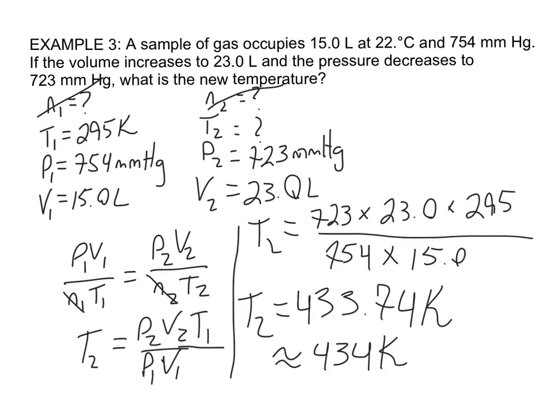All right, we rearranged for T2, as you can see over there on the bottom. We plugged in our P2, V2, T1, P1, and V1, and we solve and we can round a little bit. We try to shoot for the correct number of sig figs. All of our numbers have 3, so our final answer should have 3. And they end with an approximate T2 of 434 Kelvin.